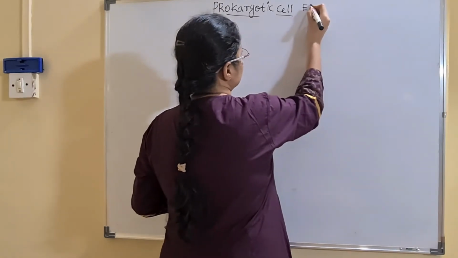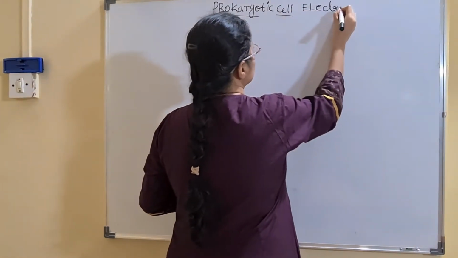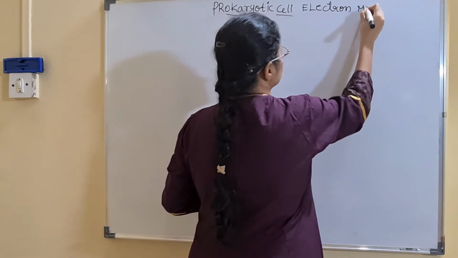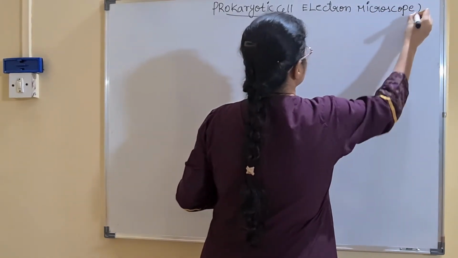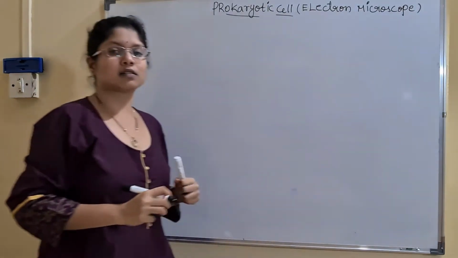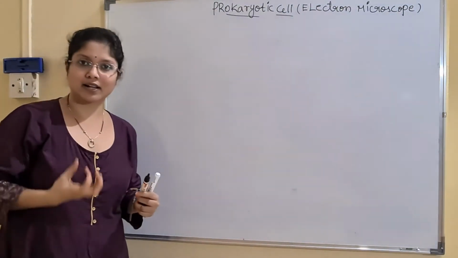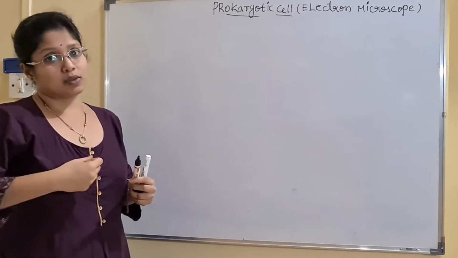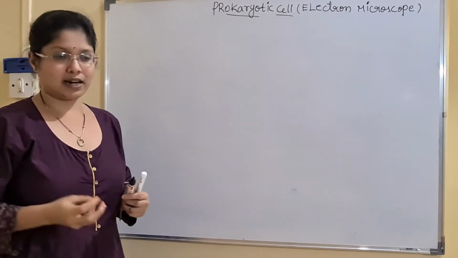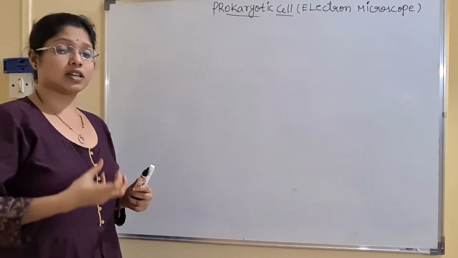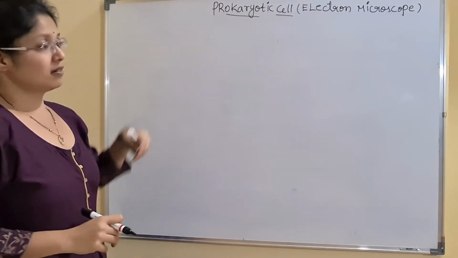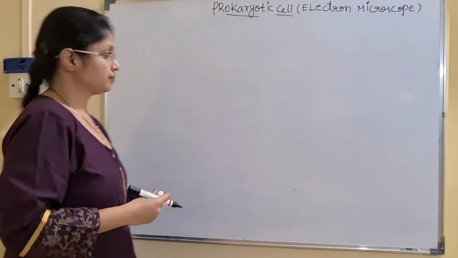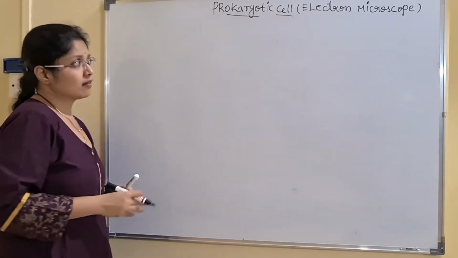So we have the electron microscope, children, which is most important to study the cellular structures. Okay, the cell organelles as well as the detailing of the cell. An internal organelle like the nucleus we can observe with the help of the electron microscope. So now we will see the prokaryotic cell. We'll do it one by one.